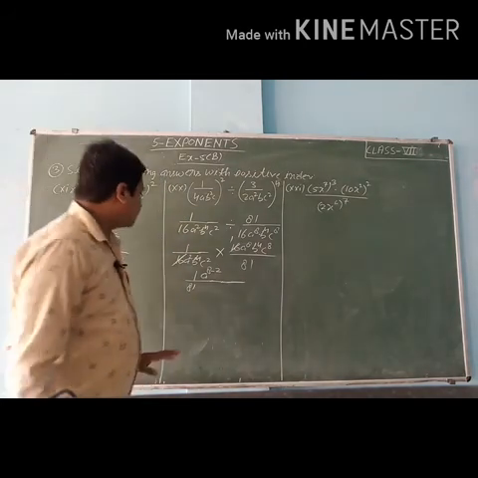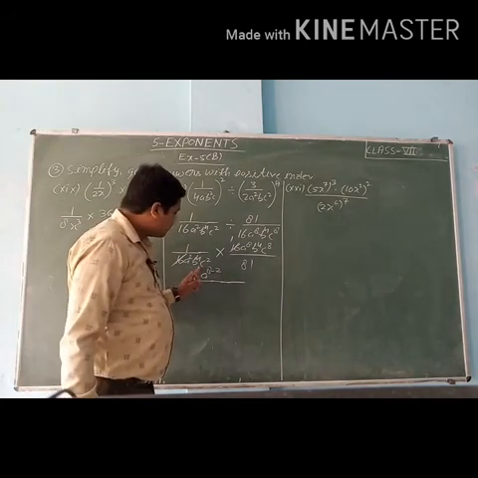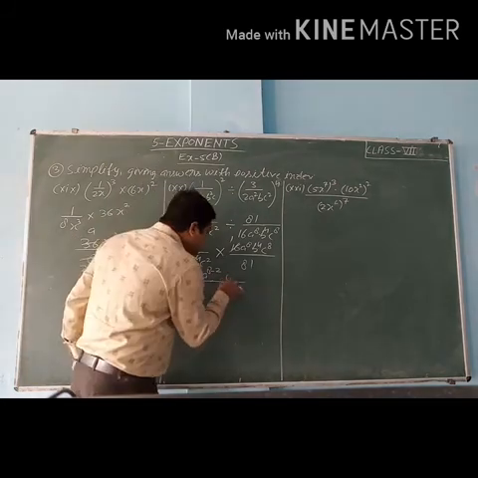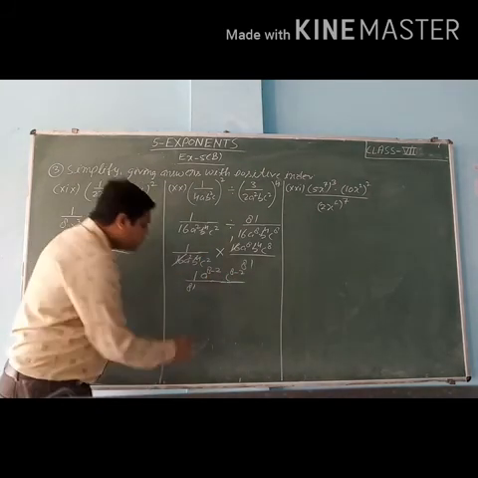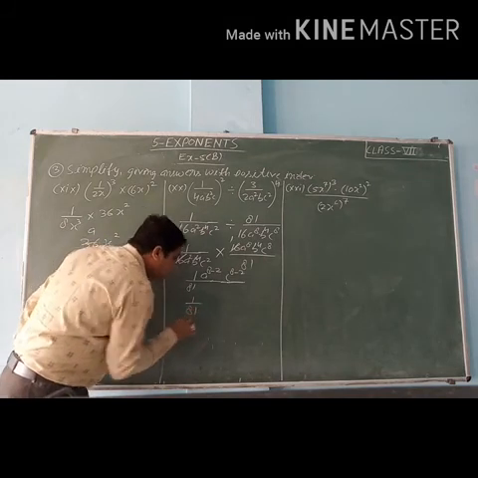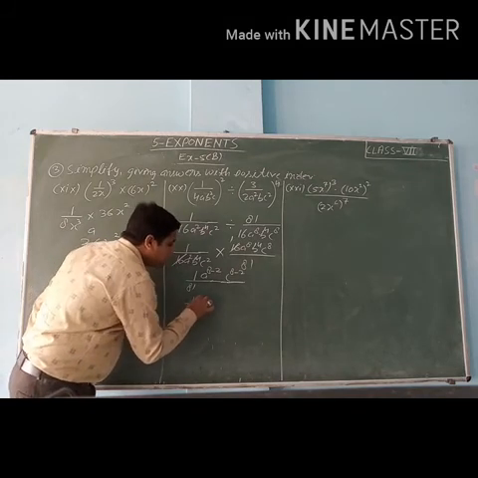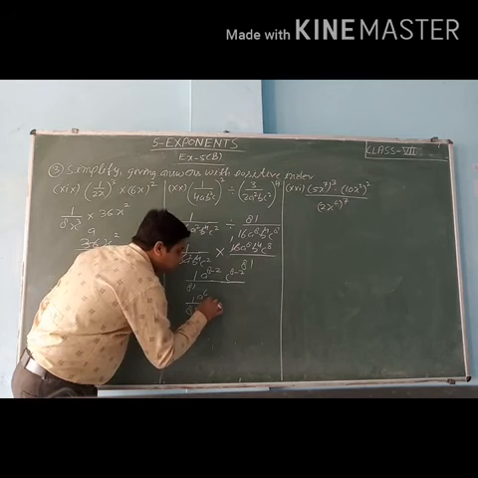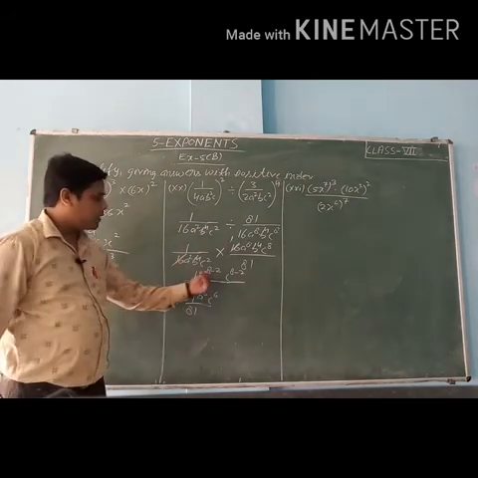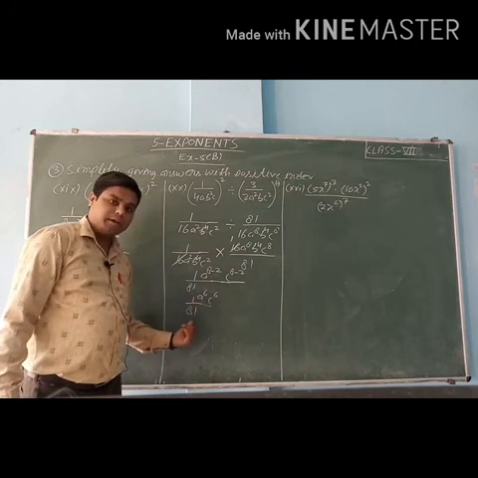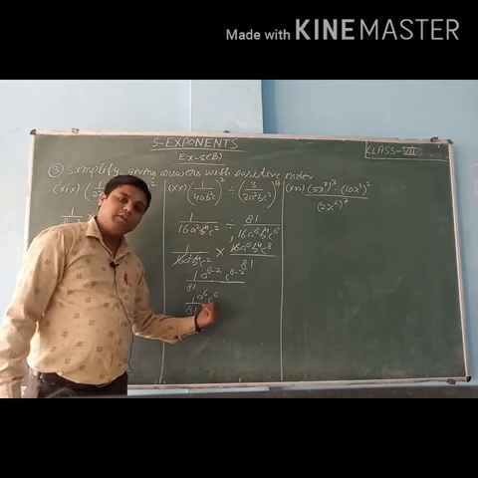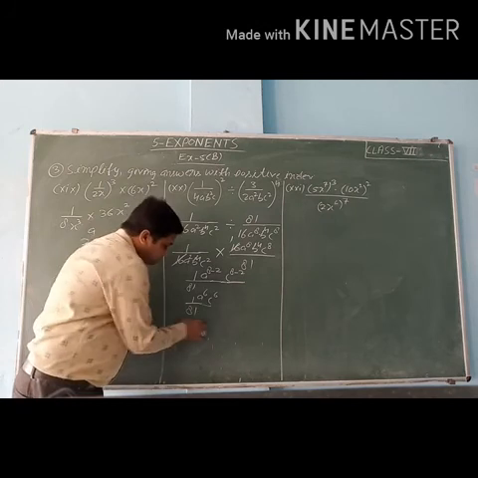It will be cancelled. Then here c is having power 2, here 8. So it means c raised to power 8 minus 2. So it means 1 upon 81 a raised to the power 6 c raised to the power 6. 8 minus 2 is 6, 8 minus 2 is 6. So the answer is 1 upon 81 a⁶c⁶.